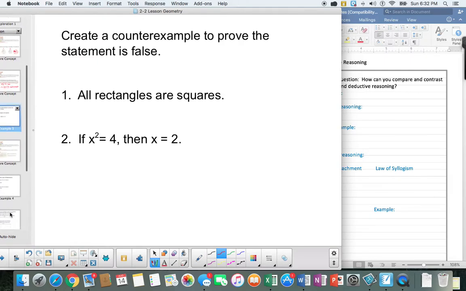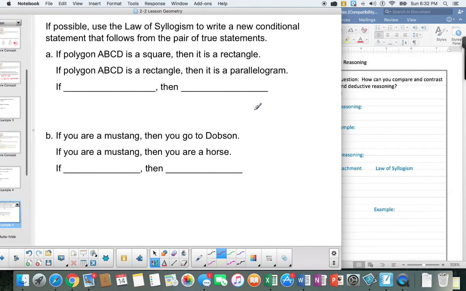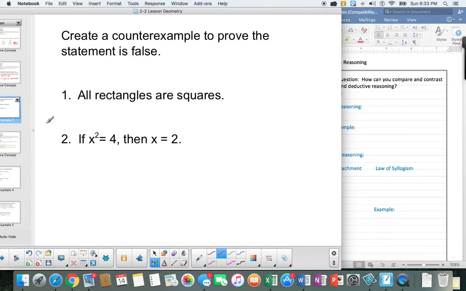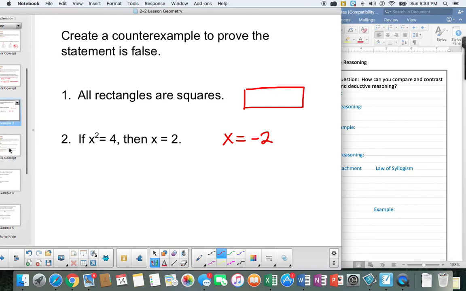Okay, so let's go ahead and practice finding a counterexample. All rectangles are squares. And so I'm going to draw a picture of a rectangle that is not a square. Okay, so here is a rectangle. This is a counterexample. I'm showing you can draw a rectangle and it makes the sentence incorrect. All right, I want to have a counterexample here. If x squared is equal to 4, then x is equal to 2. And my counterexample is x could be negative 2. It doesn't have to be 2. It could be negative 2. So both of those are counterexamples.